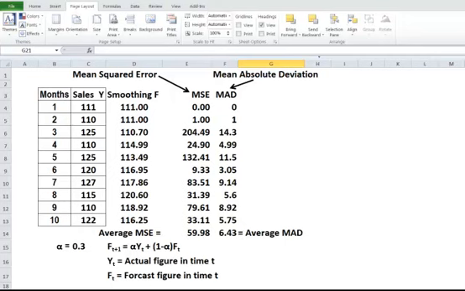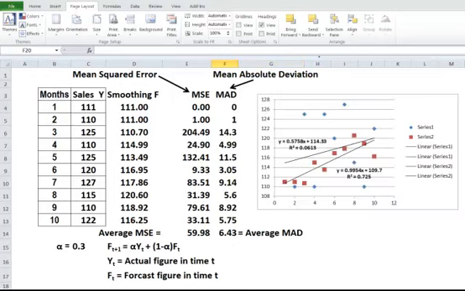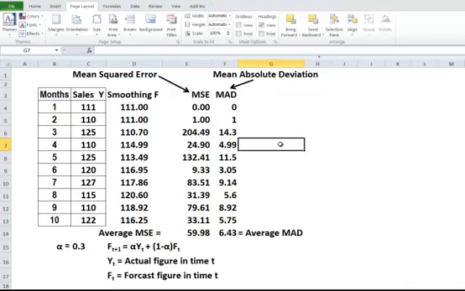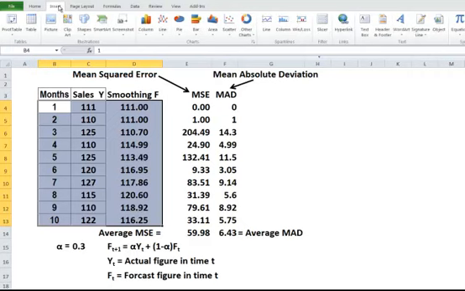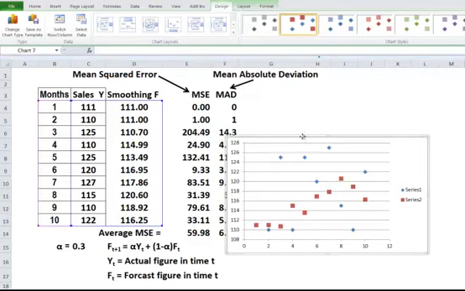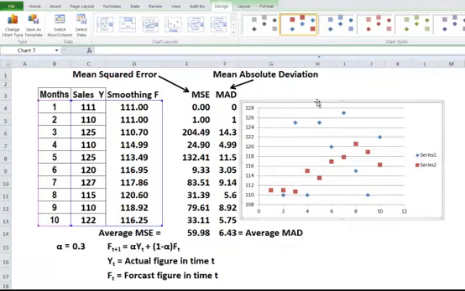But what we can do, of course, is graph it. I'll take away this graph for a second and we'll do it from scratch just to see what it looks like. So how we would graph it is just highlight those and go to Insert and Scatter. I will take the first one. Let me just move it so it's positioned.